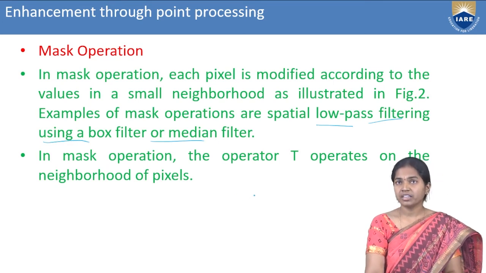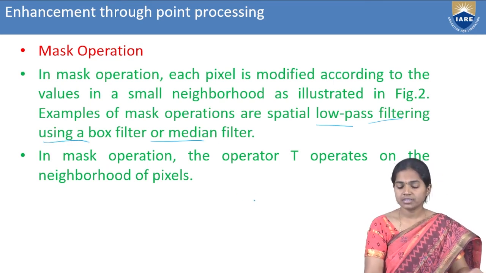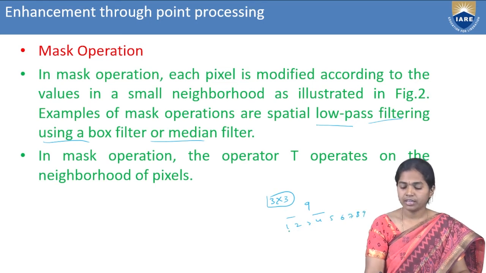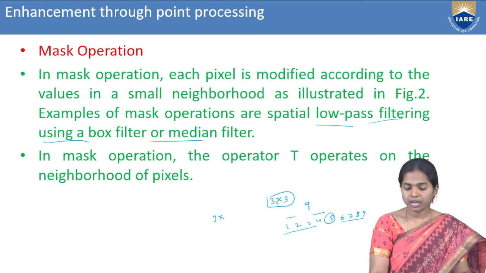In the median filter, for example, if you are considering a 3 by 3 mask, how many pixels are there? A total of 9 pixels. The median filter takes whatever the middle value is. For example 1, 2, 3, 4, 5, 6, 7, 8, 9. In this, the middle value is 5 only.